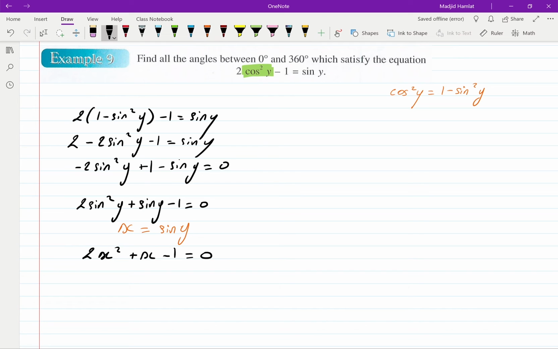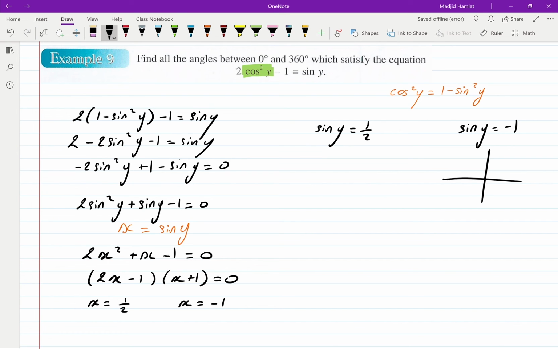At this point, we can either factorize or use the quadratic formula. We find two solutions, x equals 1 over 2 or x equals -1. Remember that we are not solving for x, but we are solving for y in this case. So we need to substitute back x equals sine y, which will give us sine of y equals 1 over 2 or sine of y equals -1.